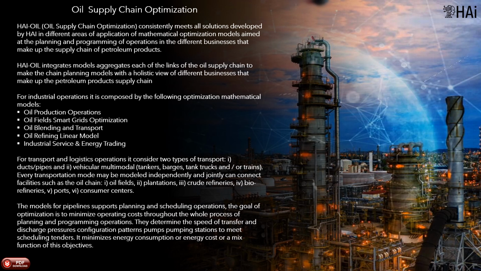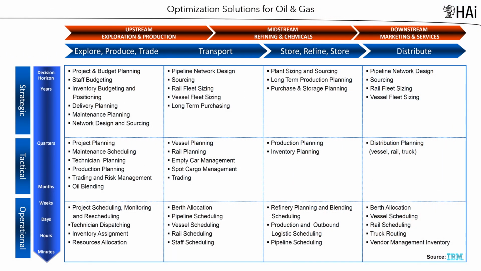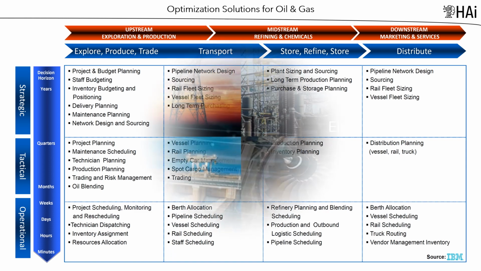The models for pipelines support planning and scheduling operations. The goal of optimization is to minimize operating costs throughout the whole process of planning and programming operations. They determine the speed of product transfer and discharge pressures, and configuration patterns of pumps in the pumping stations, to meet scheduling tenders. It minimizes energy consumption or energy cost or a mixed function of these objectives. The table, elaborated by IBM, shows a summary of the optimization solutions for oil and gas enterprises.